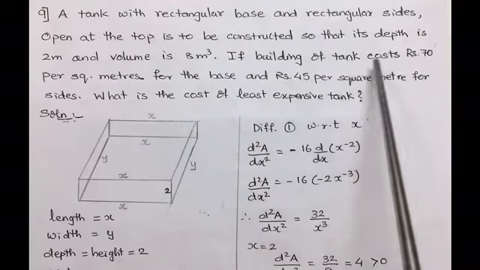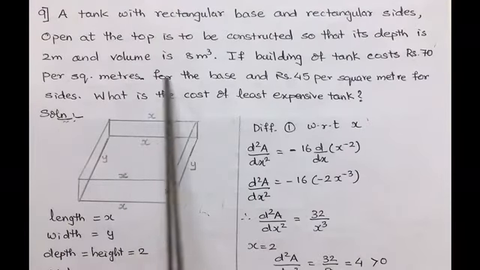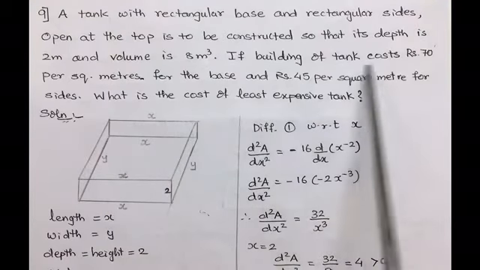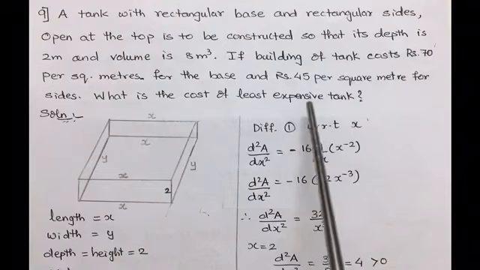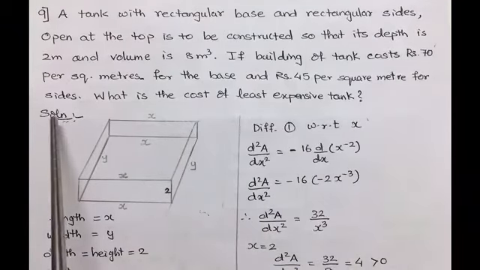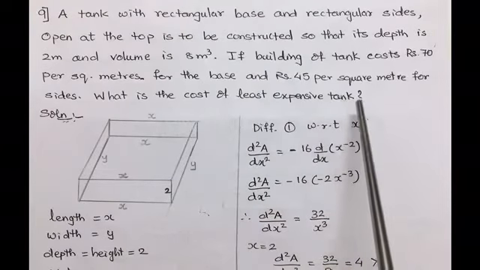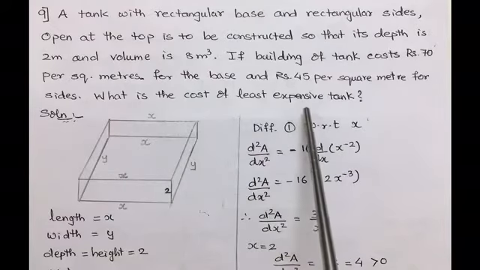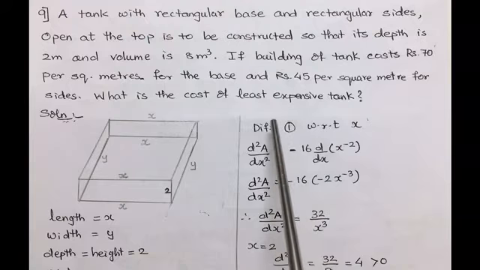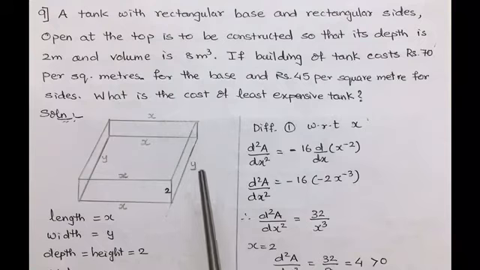If building the tank costs rupees 70 per square meter for the base, and rupees 45 per square meter for the sides, what is the cost of the least expensive tank? So here we have to make our cost minimum, so the area of the tank is to be minimized.